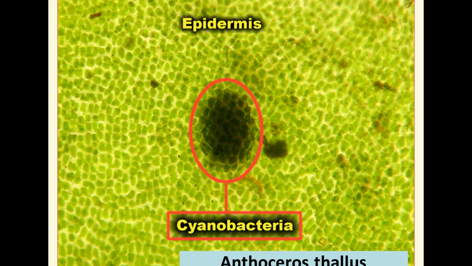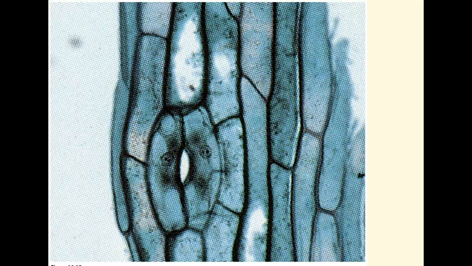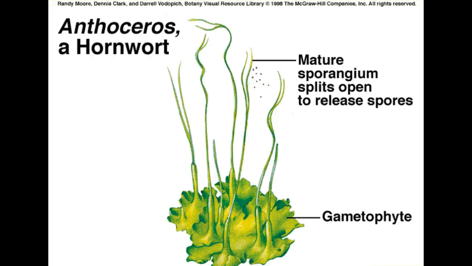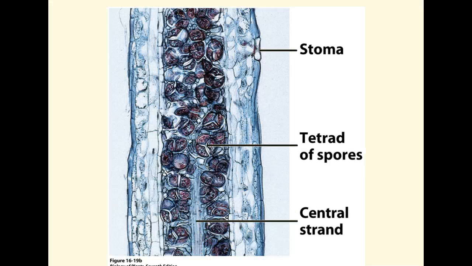On here you can see cyanobacteria on the epidermis. So this is a thallus. And check it out. What's that? Stomata. Yeah. So it looks pretty similar, right, to the guard cells we've talked about. So here you have a mature sporangium splitting. You can see the stoma right there on the right side, and then we have a tetrad of spores.